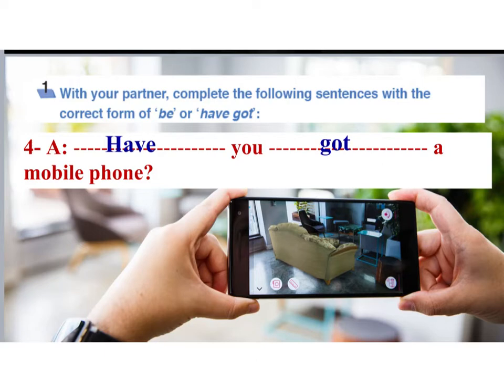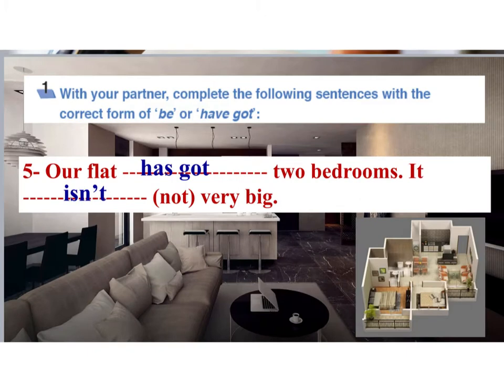4. Have you got a mobile phone? Yes, I have. 5. Our flat has got 2 bedrooms. It isn't very big. 6. Has he got a video camera? No, he hasn't.